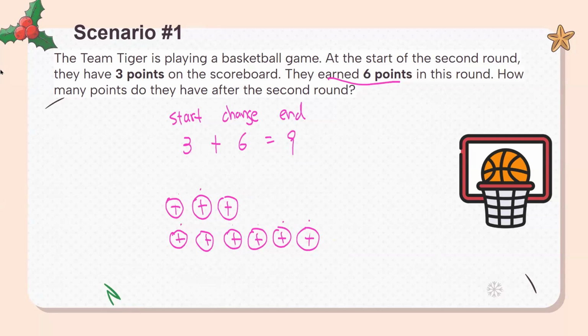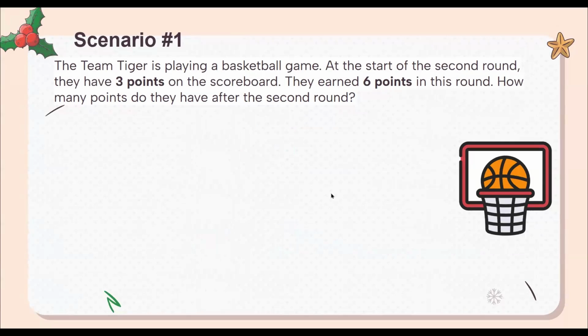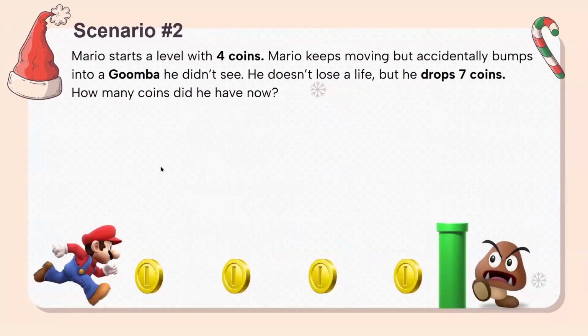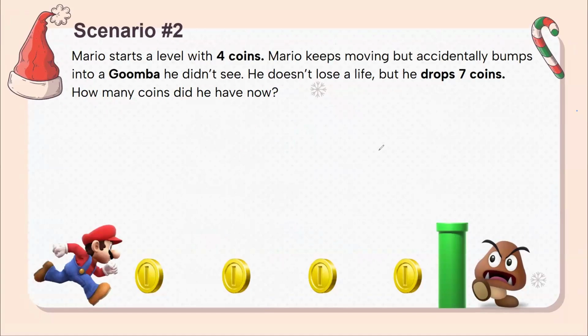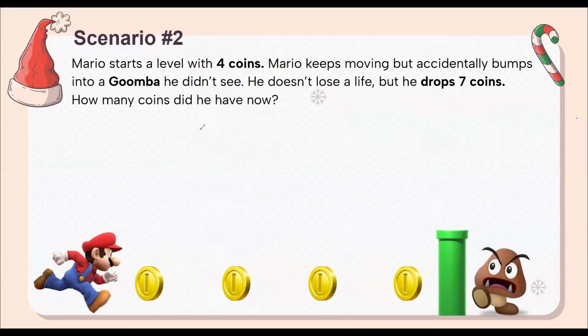So now let's try scenario 2. In scenario 2, we have Mario. Mario started a level with 4 coins, and he keeps moving but accidentally bumps into a Goomba he didn't see. As you can see, the Goomba is so sneaky, hiding behind the pipe. He doesn't lose a life, but he drops 7 coins. The question is asking how many coins does he have now?